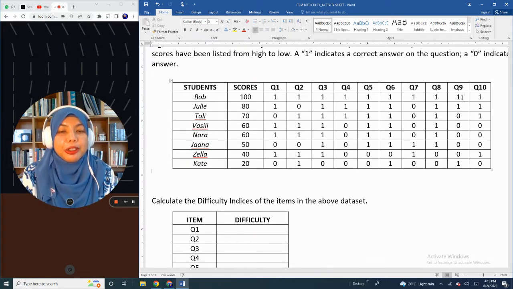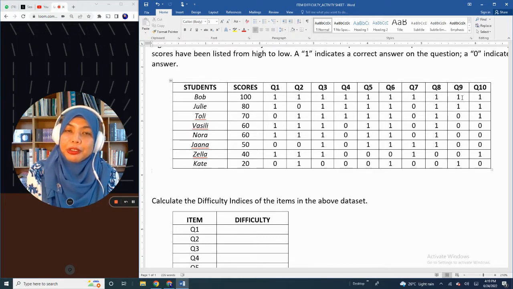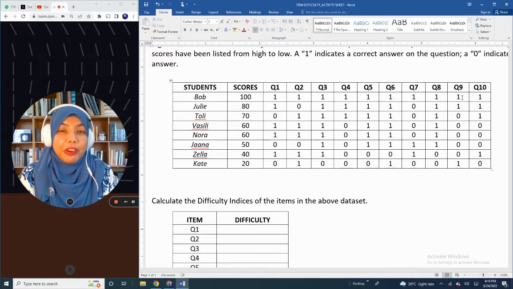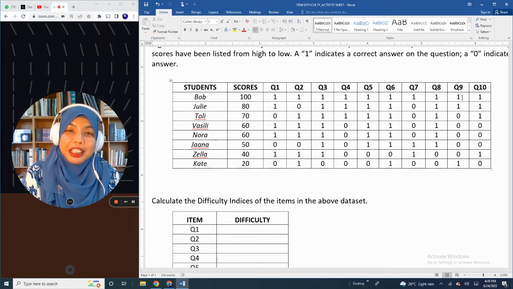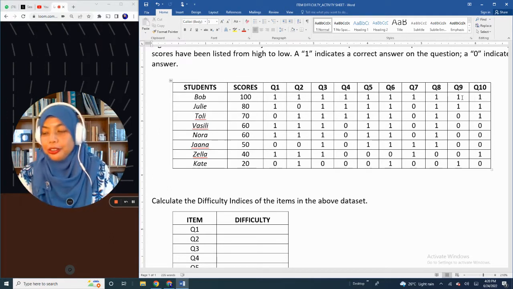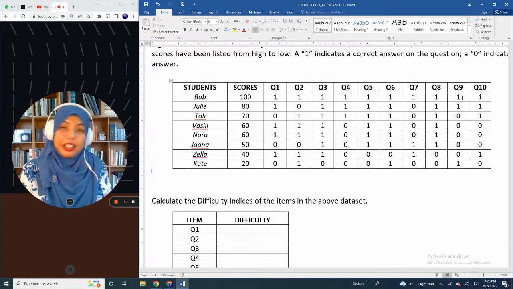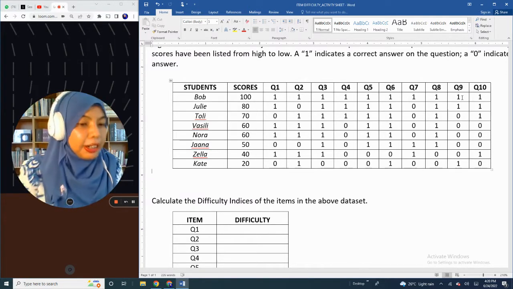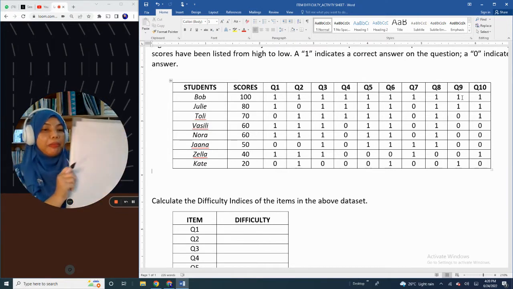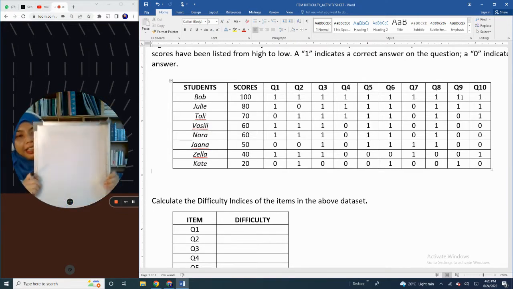With regard to item difficulty indices, remember that you have to calculate the index for each item. If you have 40 multiple choice questions, I'm sorry, baby, you have to calculate 40 times, one for each item. Okay, so let's start calculating our item difficulty index. Still remember what the formula is, so let me just make sure that my whiteboard gets in the frame nicely.